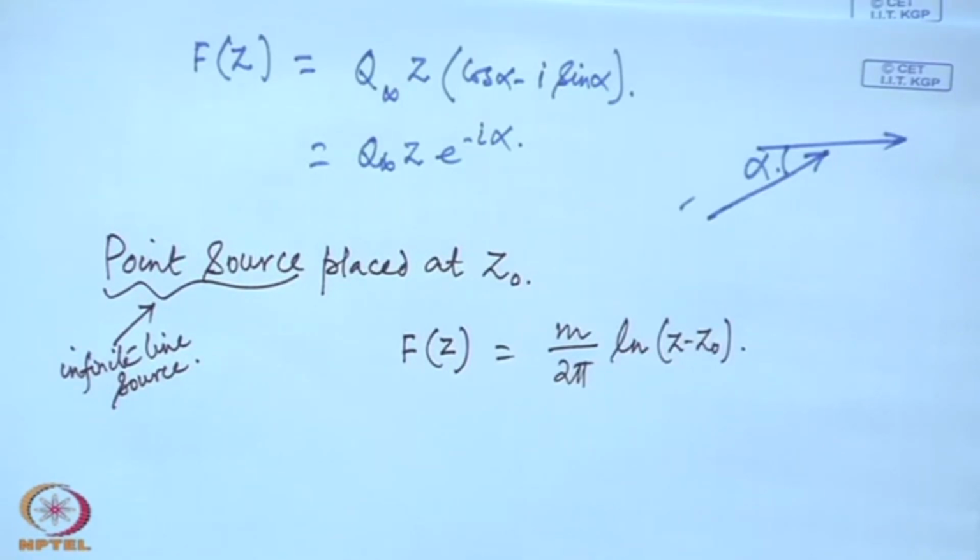And let us say that the doublet axis is along the x axis. A doublet has an axis, I think we mentioned earlier: it is the line joining source to sink, or sink to source, that is called the doublet axis. The direction is from sink to source, but the line joining source and sink is called the doublet axis.